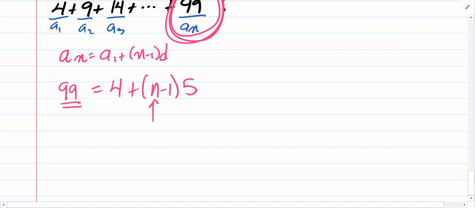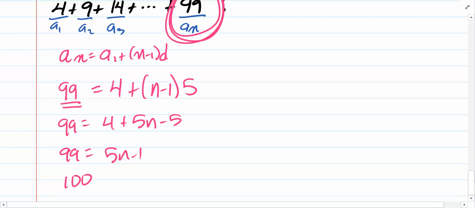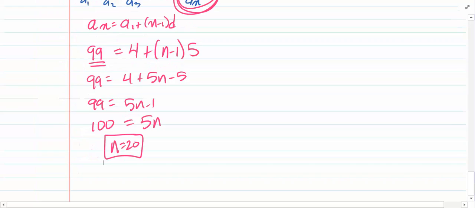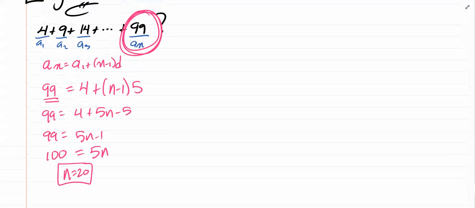So here I go. I get 99 is equal to 4 plus 5n minus 5. So 99 is now equal to, what? 5n minus 1. So 100 is equal to 5n. So look, there's your 20, you guys. N must be 20. So however you want to come up with it, I always go this route because this is using the definition, right? But if you're taking advantage of the fact that it's linear, that's okay too. But you have to get the fact that there are 20 terms to move on.